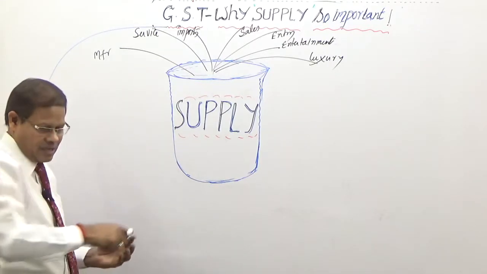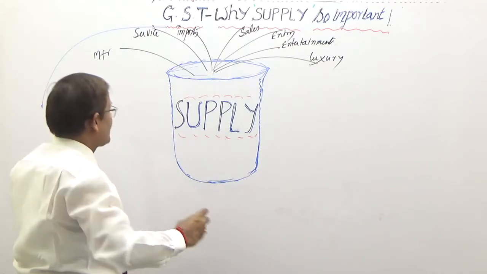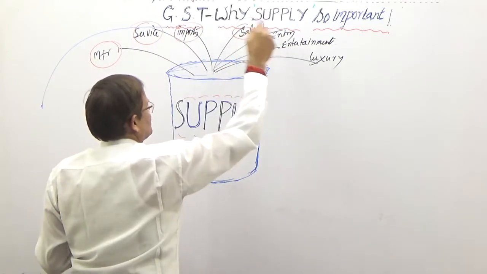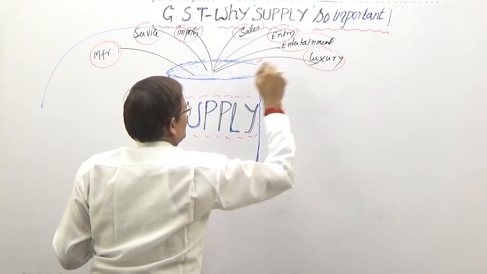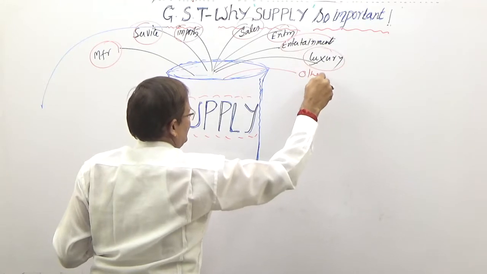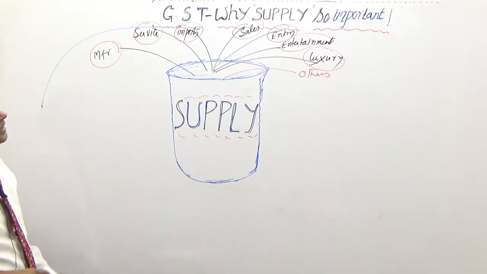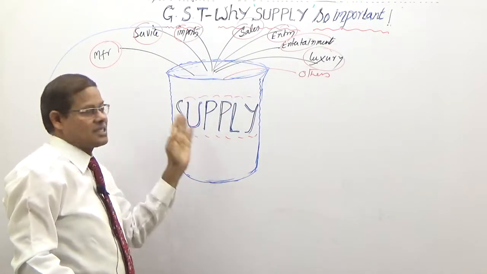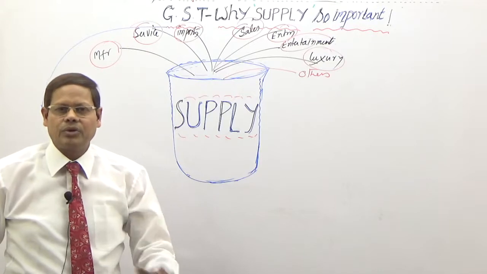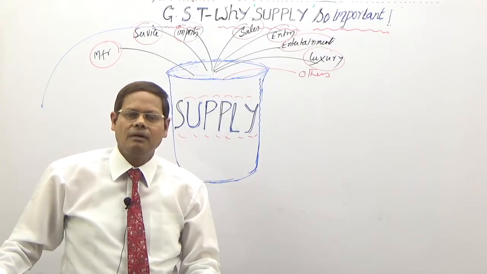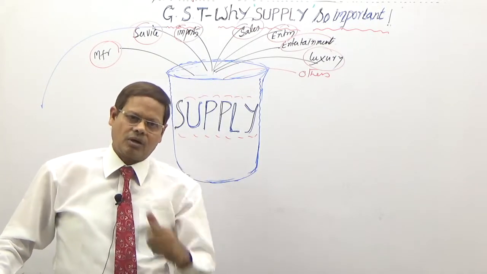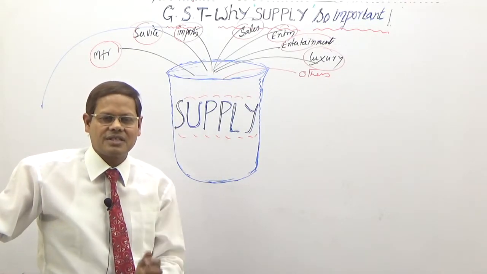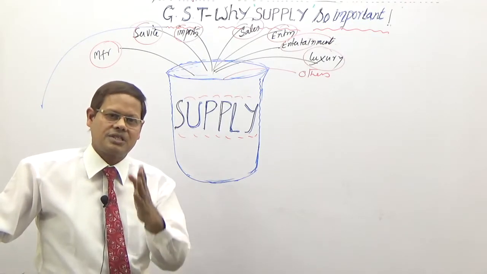So what happened to these taxable events? Manufacture, service, import, sales, entry, entertainment, luxury, and so many others: all these taxable events are subsumed under one single taxable event, that is supply. Now we don't talk about manufacture, sale or service, we simply talk about supply. If you provide service, it is a supply of service. If you manufacture goods, it is a supply of goods.